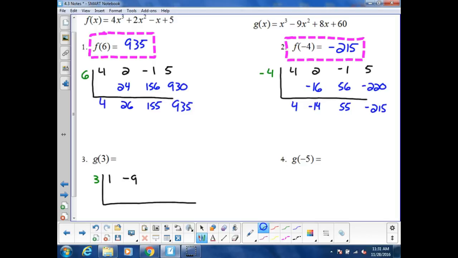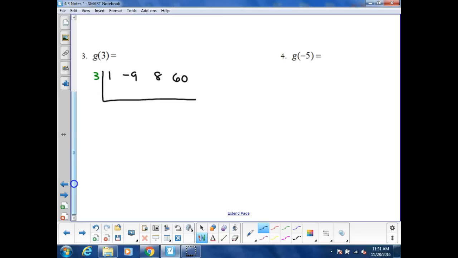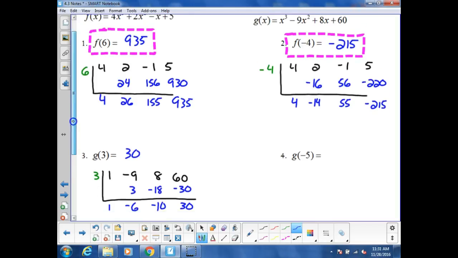1, negative 9, 8, and 60. G of 3 then is 1, 3, negative 6, negative 18, negative 10, negative 30, 30 I get for 3. G of 3 is 30. Yes? Minus negative 54, negative 30. Yep.